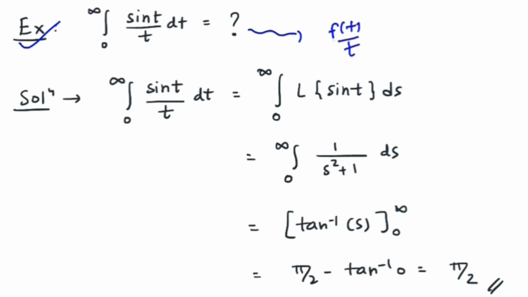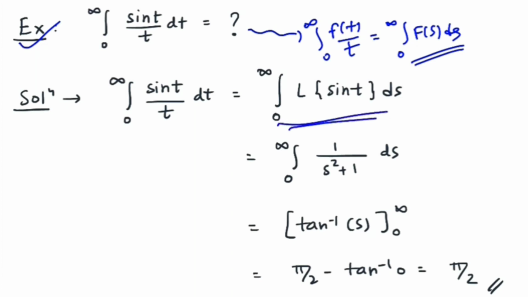Whenever I have integral 0 to infinity f of t upon t, I can say that the answer is integral 0 to infinity capital F of s ds. This I know because of the previous slide, right? Using the same result, I can solve this question. Integral 0 to infinity Laplace of f of t, which is nothing but capital F of s ds. So Laplace of sin t is 1 upon s square plus 1, and the integral of 1 upon s square plus 1 ds is tan inverse of s.